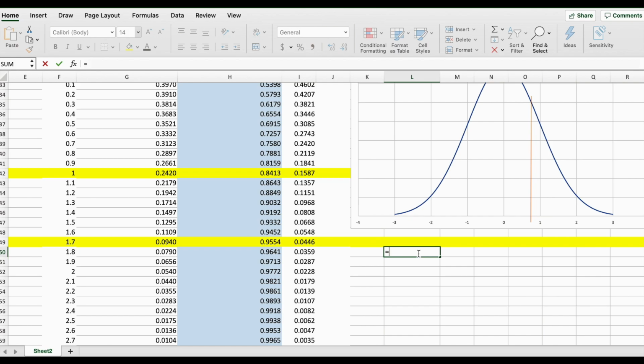So going back to the formula again, if we were to use the NORM.S.INV function, and here I put in 0.9554, I should get, if I round this up, 1.7. So this is how we find percentiles in probability using the NORM.S.INV function.